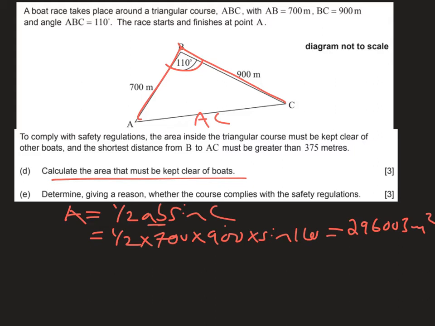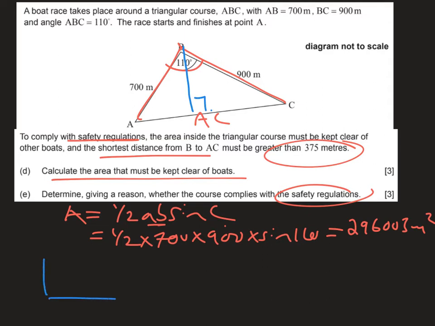Next, we're asked, and giving a reason here, whether or not the course complies with the safety regulations. So the safety regulations up here tell us that the area inside has to be kept clear, so we've worked that out, and the shortest distance from B to AC must be greater than 375. So the shortest distance from B to AC is going to be a line which is perpendicular to AC. So if it's perpendicular, we know that that's going to be a right angle. So in effect, we can look at this triangle here. We know the hypotenuse is 900. We want to work out this length L.